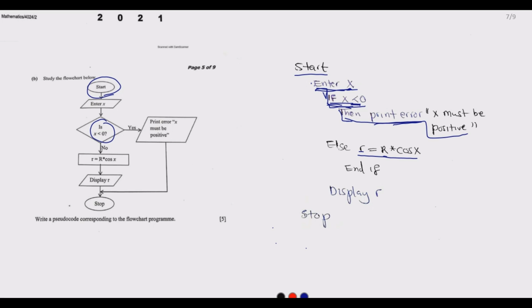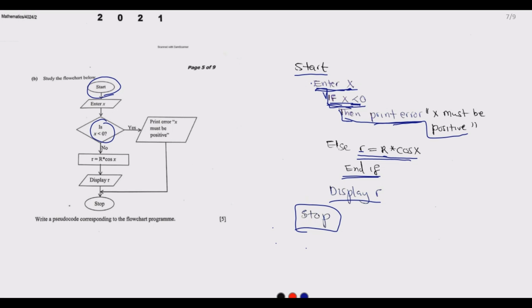After this is completed, we need to end the calculation. After we end, we need to display the results, which is display R or print R. After we print or display, we stop running the code. So this is how the pseudo code should be written.